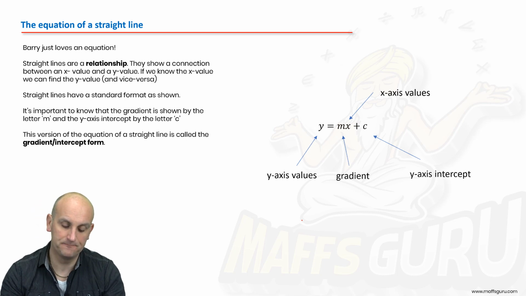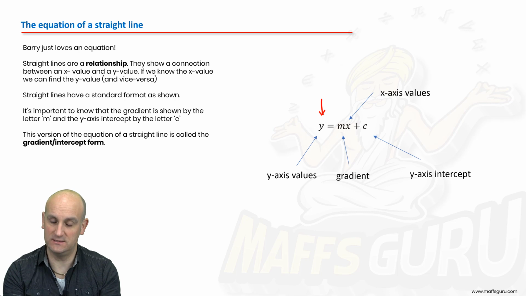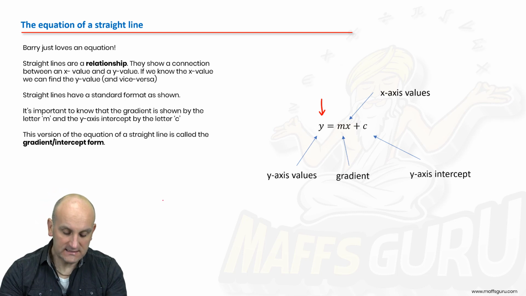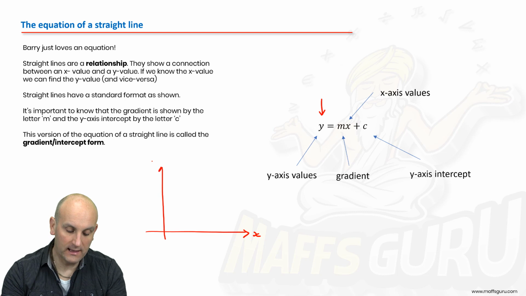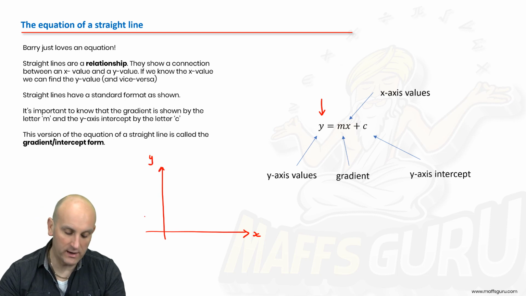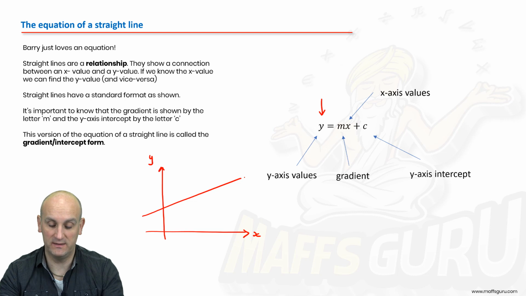Well, as I say here, y stands for my y-axis values. An equation is nothing more than a relationship. If we look at a set of normal axes, what do we notice? We notice that the x value goes along the bottom and the y value goes up the side. And whatever line we draw is nothing more than some sort of way of relating, if I give you an x value, how do I find a y value? And it's related to this equation here.